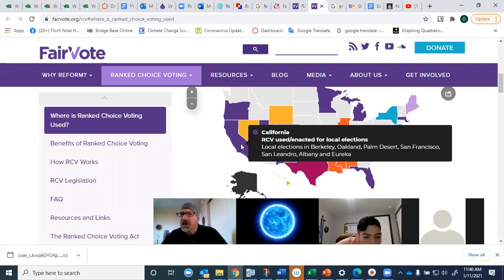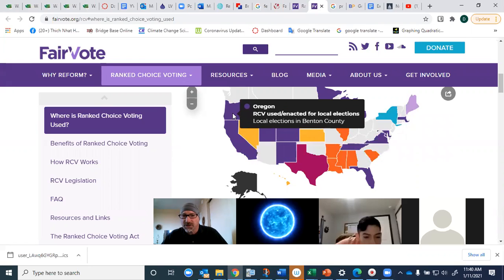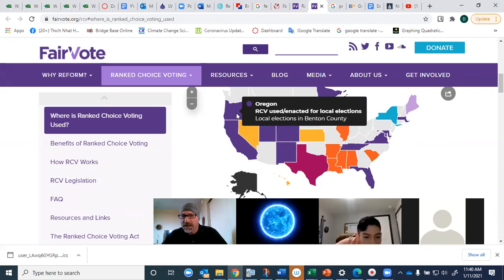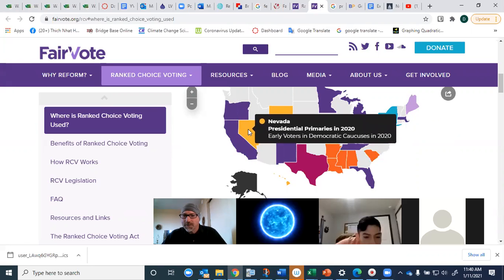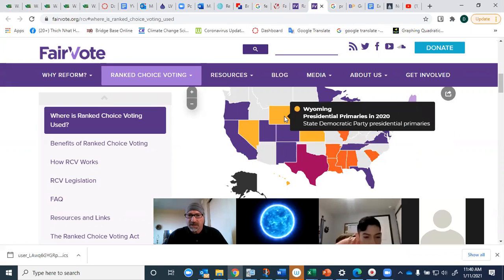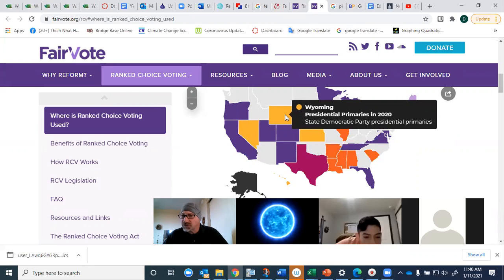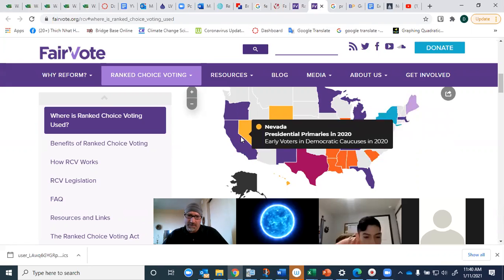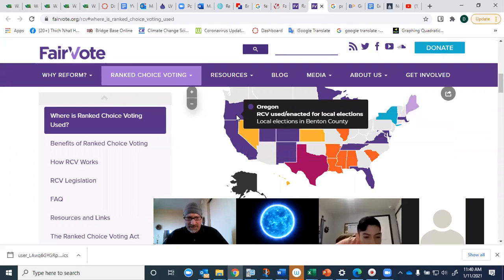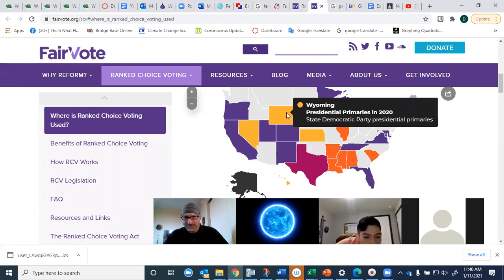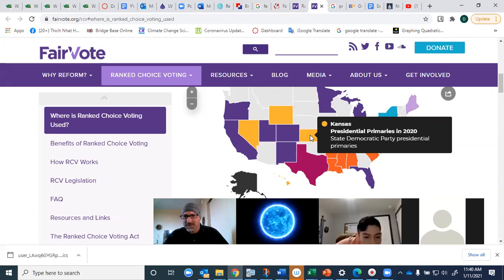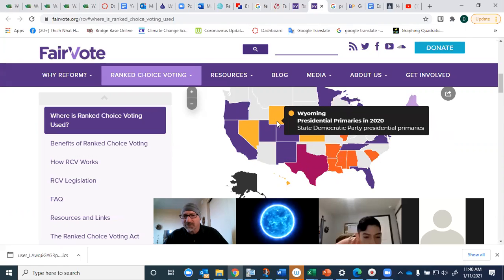California uses it on local elections, but not on the presidential. Oregon used it for local elections too. But look at Nevada, that was in the presidential primaries, they used RCV. Wyoming is a very red state, and it uses ranked choice voting also. So you have a red state like Wyoming and blue states like California and Oregon, using different things. And there's Kansas, a red state too. So you can see they're all over the map.